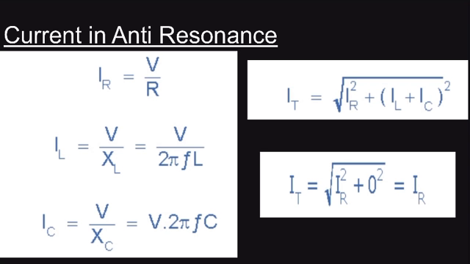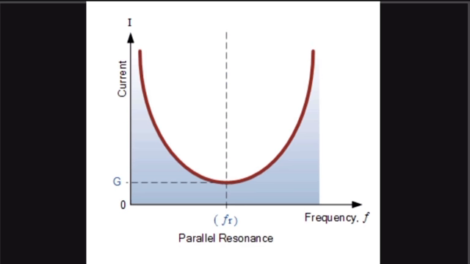Okay, so since the current flowing through the parallel resonance circuit is voltage divided by the impedance, at resonance the impedance is at its maximum value, that is equal to R. So therefore the circuit current at resonant frequency will be at the minimum value of V by R, and the graph of the current against frequency for a parallel resonance circuit will be given as here. Okay, so this is the graph of current against the frequency of a parallel resonance circuit.